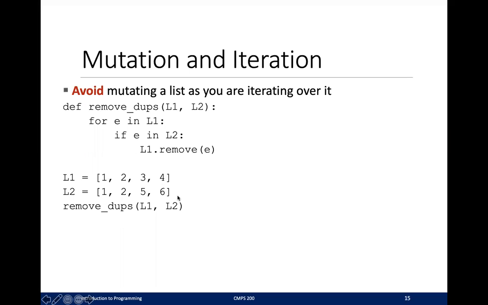I want to write a function, remove duplicates, that reads these two lists. It sees, oh, 1 appears in list 2, then remove it from list 1. And then 2, it also appears in list 2, so remove it from list 1. 5 doesn't appear, so I'm not going to do anything. 6 doesn't appear, so I'm not going to do anything. So basically, I'll end up with 3 and 4.